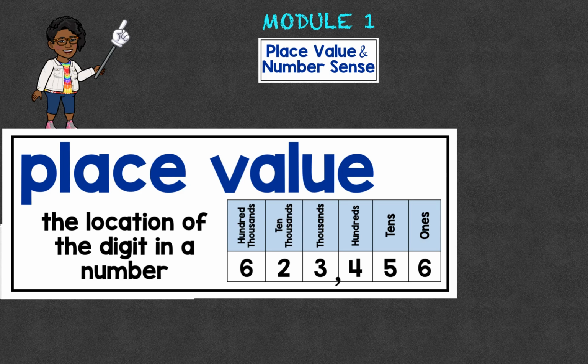Place value is the location of a digit in a number. As you can see here, we've got a model number that goes all the way up to hundred thousands. Now, in third grade, we focus mainly on numbers up to the thousands place.